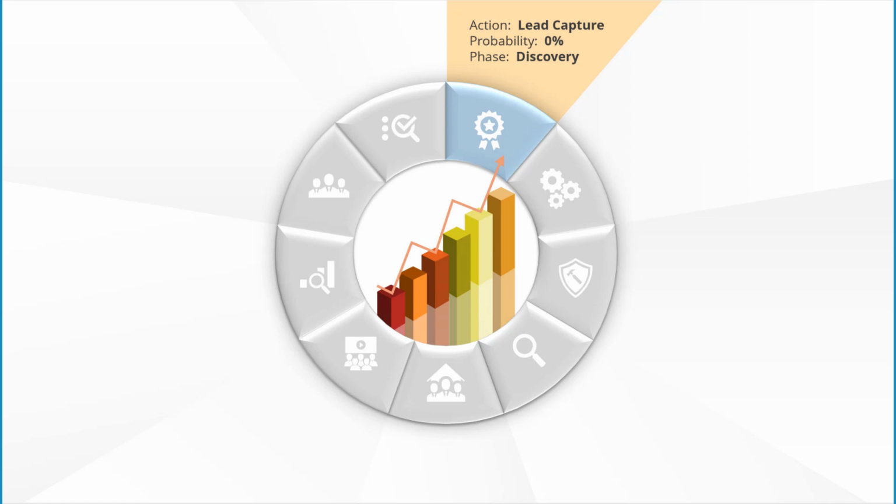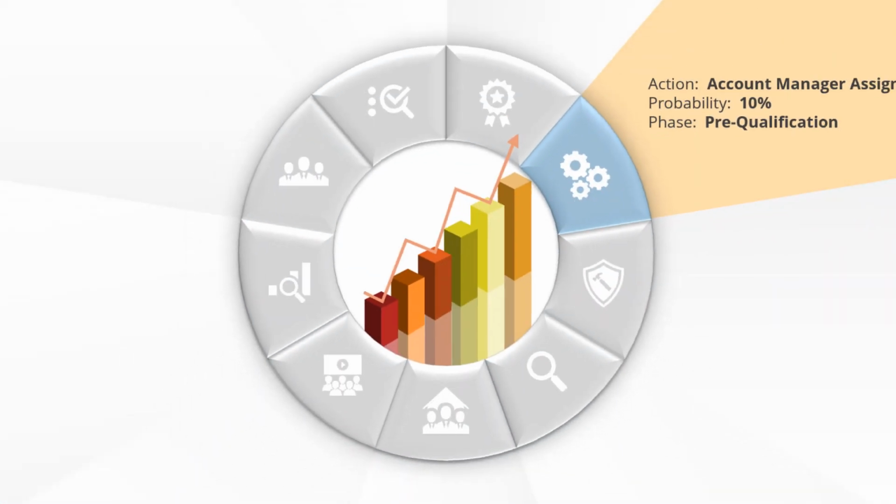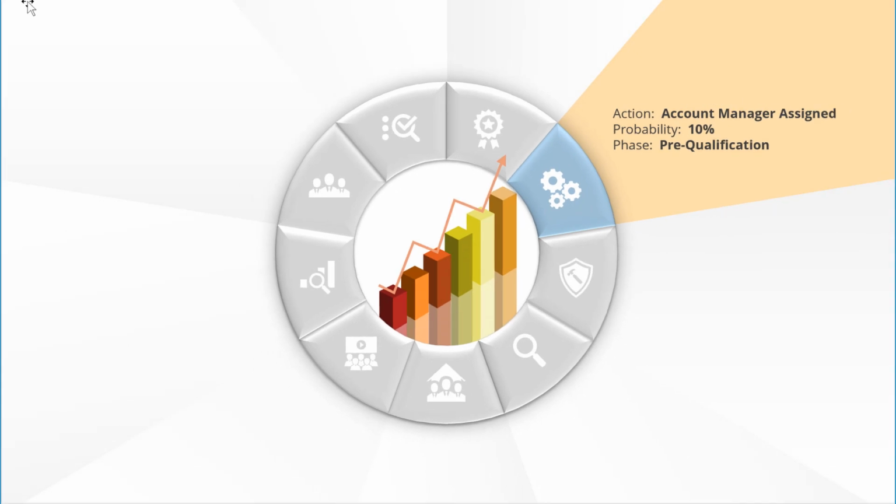A new sales lead has a 0% probability because it's unassigned and the business doesn't have any thorough understanding of who the prospect is. We don't know their needs, their budget, their schedule, their past experiences with us, or anybody else in the market. The sales manager sees the new opportunity and quickly assigns an account manager, which immediately changes the probability from 0 to 10%.